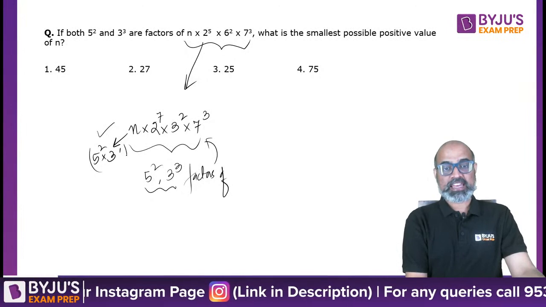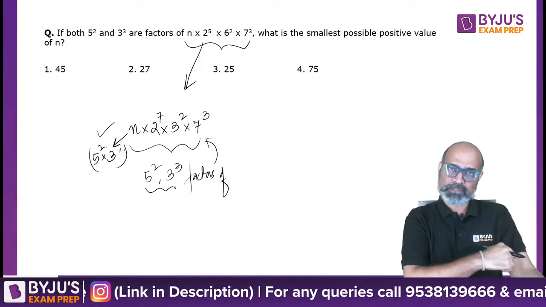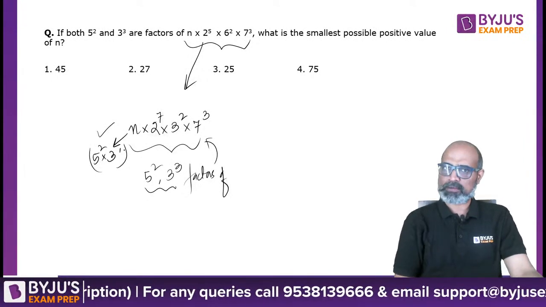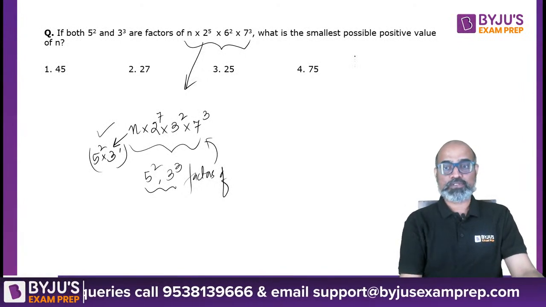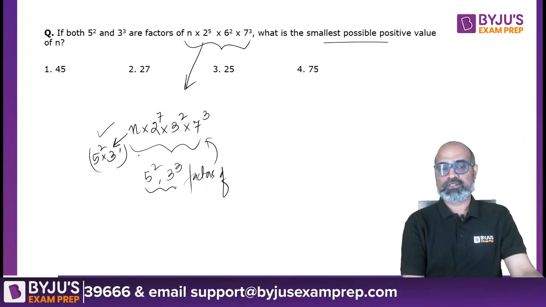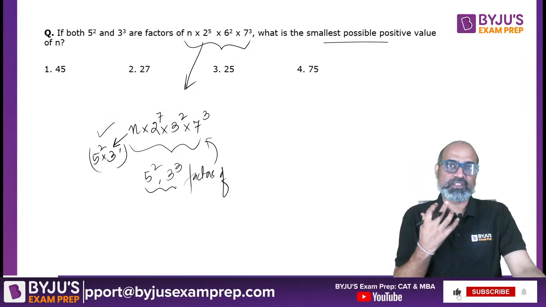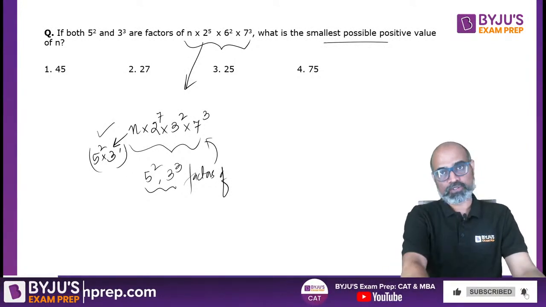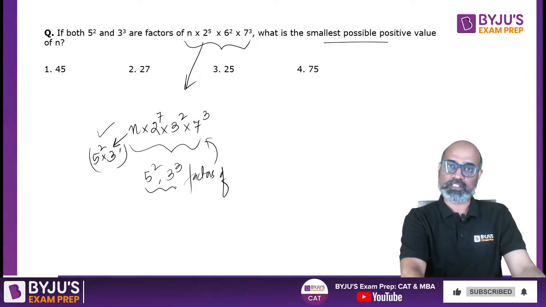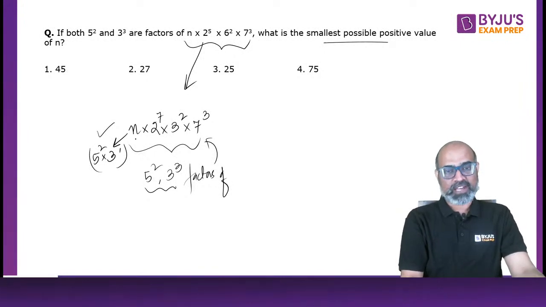We can have n multiplied by some other prime numbers also, or higher powers of these prime numbers as well. But the question is, what is the smallest possible value of n? So can I say n will be smallest if all that is required are the only values or terms that we give to n? So n is going to be 5 square into 3, which is nothing but 75.